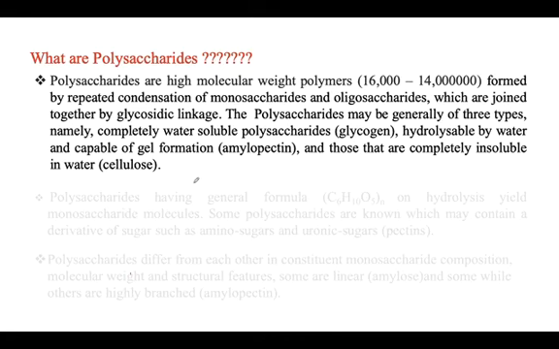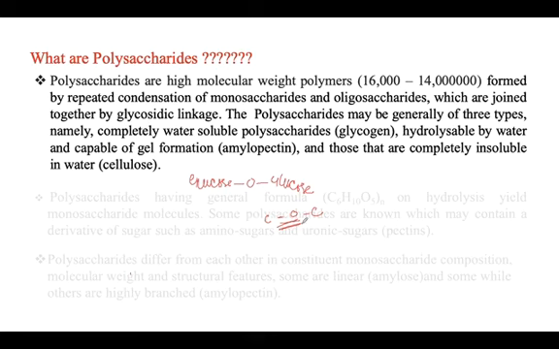We already know that there is a linkage between two monosaccharide molecules. For example, one glucose molecule is connected to another glucose molecule through a linkage, and that linkage is a carbon-oxygen-carbon linkage, which we call a glycosidic linkage.